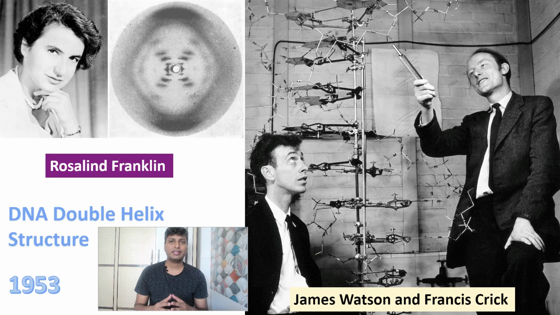Now dear students, back in the year 1953, the very famous scientists, that is James Watson, Francis Crick along with Rosalind Franklin, had discovered the double helical structure of the DNA. Yes dear students, according to this particular model, DNA is nothing but a double helical structure. That means DNA consists of two particular strands which twist around themselves. And for this, dear students, James Watson, Francis Crick and Rosalind Franklin received a Nobel Prize for the same.